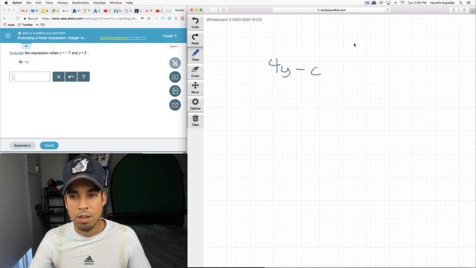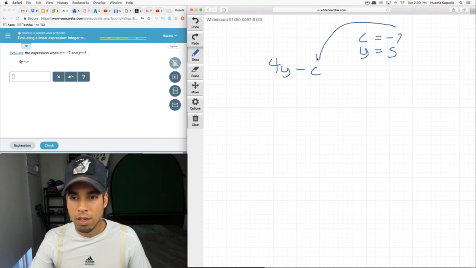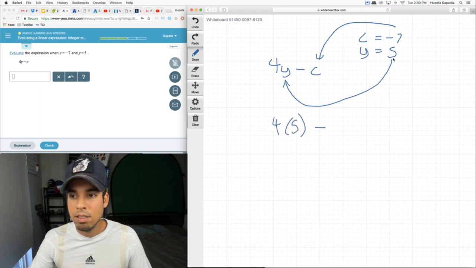4y minus c, same deal. C equals -7. Y equals 5. Take my -7 and plug it in here. Take my 5 and plug it in here. All right, so let's do it. 4 times 5 minus, I'm just going to put in parentheses, -7.